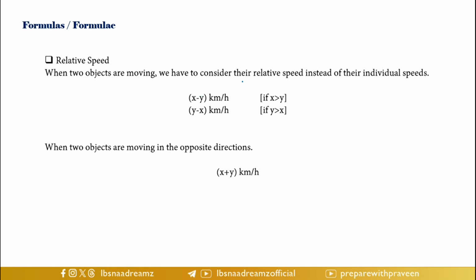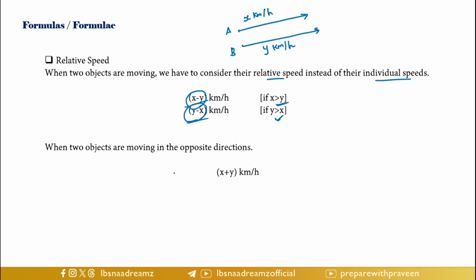To find the relative speed, when two objects are moving, you have to consider their relative speed instead of their individual speeds. Let me explain. If two objects are moving, object A and object B, in the same direction at the speed of x kilometer per hour and y kilometer per hour, in this case, to find the relative speed, if x is greater than y, you need to do x minus y. If y is greater than x, you have to do y minus x, right?